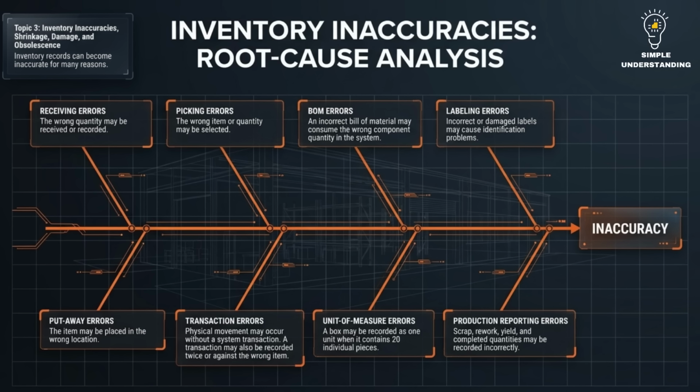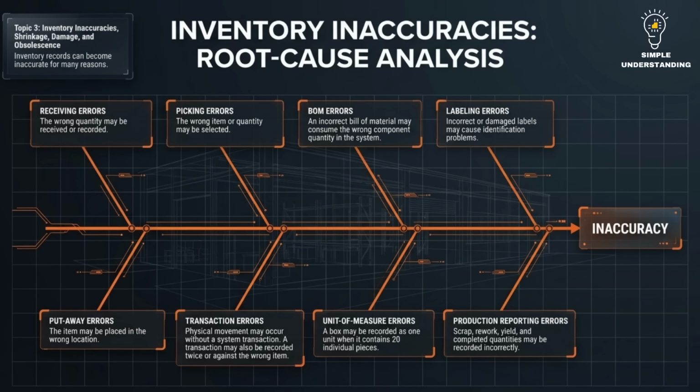Inventory records can become inaccurate for many reasons. Receiving errors: the wrong quantity may be received or recorded. Put-away errors: the item may be placed in the wrong location. Picking errors: the wrong item or quantity may be selected. Transaction errors: physical movements may occur without a transaction. A transaction may also be recorded twice or against the wrong item.